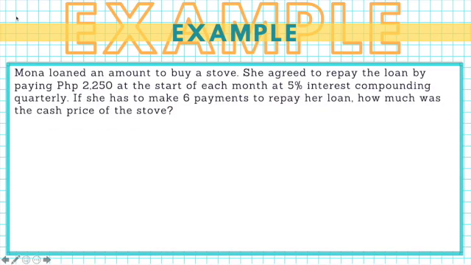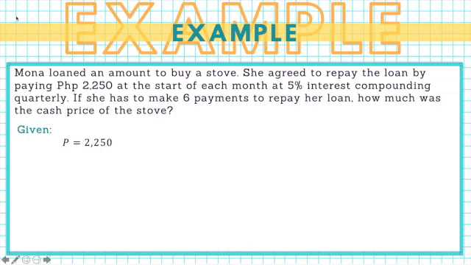Mona loaned an amount to buy a stove. She agreed to repay the loan by paying 2,250 pesos at the start of each month at 5% interest compounding quarterly. So if she has to make 6 payments to repay her loan, how much was the cash price of the stove? So again, we start with the given values.